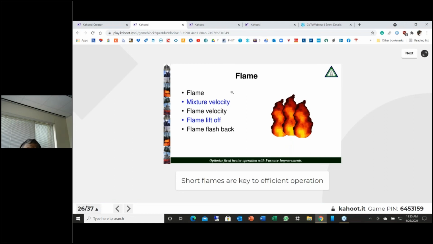What is flame? So flame is a visible part of combustion reaction, and we have a mixture velocity of the fuel gas and air which is coming out of the burner tip. At the same time, we have the flame velocity. And when both match, we have the flames coming out. So that's basically the shape of the flames. If you have a high velocity, the flames may lift up from the tip. Or if you have a low velocity, the flames may start flashing back.